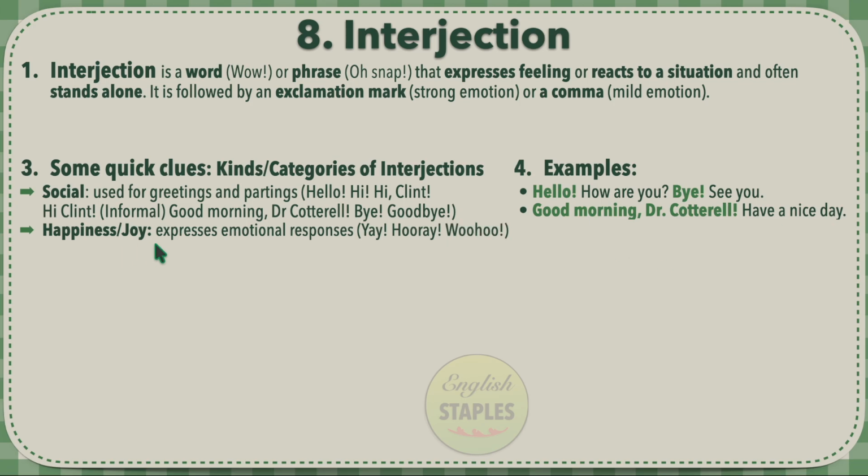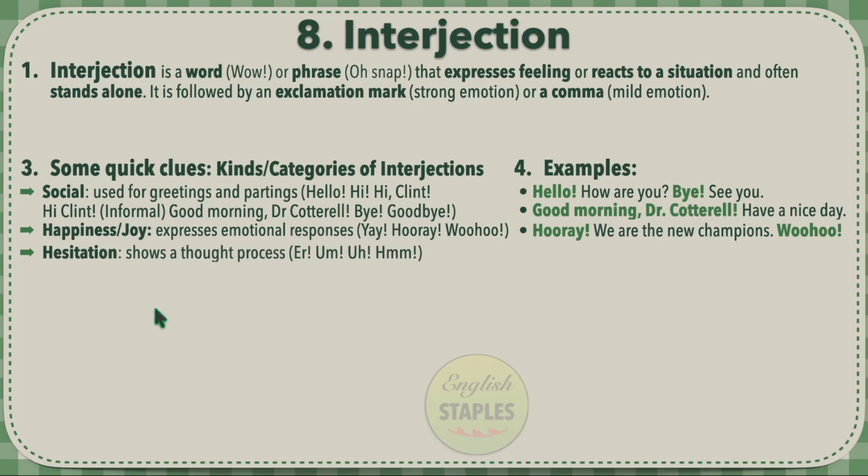Interjections show happiness or joy. They express emotional responses. Yay! Hooray! Woohoo! Used in sentences. Hooray! We are the new champions. Woohoo! Hesitation shows a thought process like, uh, um, hmm. Hmm. It might rain today. This one has a comma.